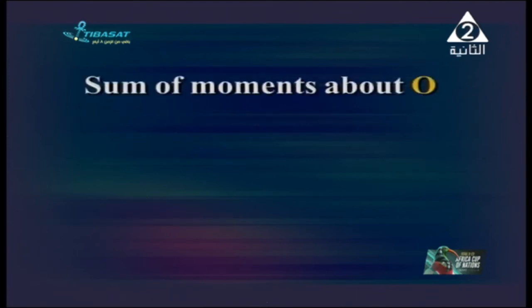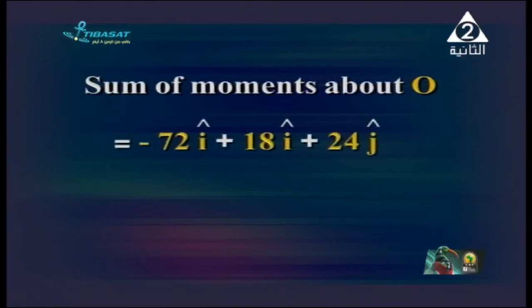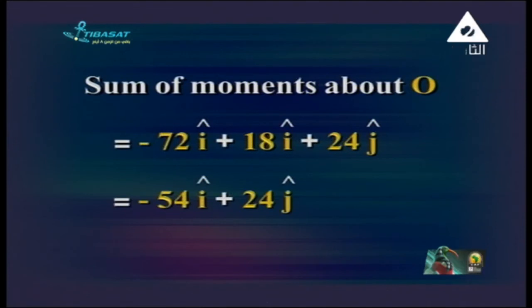Sum of moments about the origin O equals -72I plus 18I plus 24j. We add like terms: -72I plus 18I equals -54I plus 24j. This is the sum of moments about the origin O.